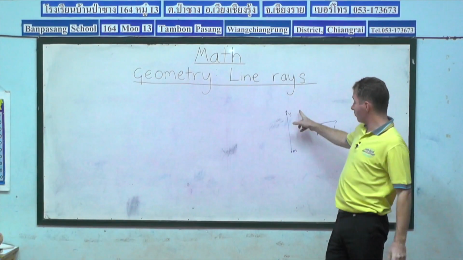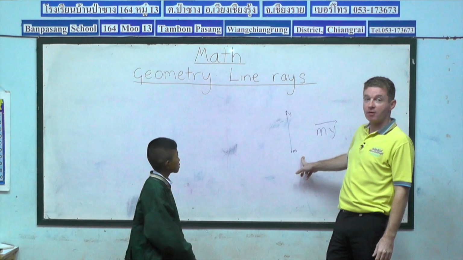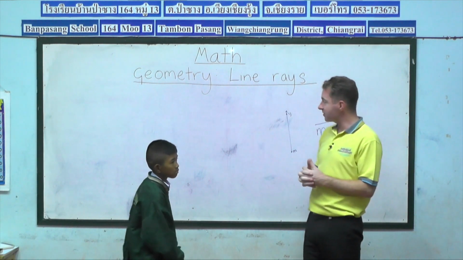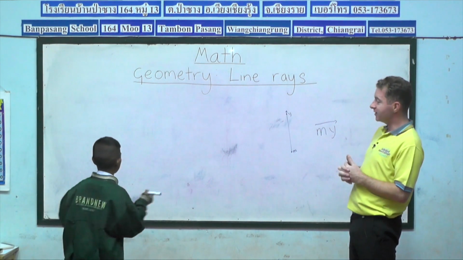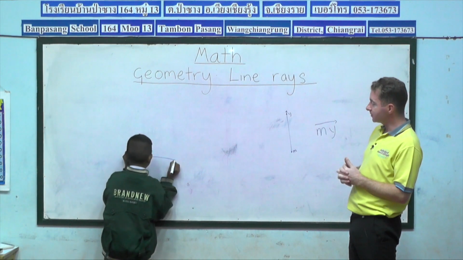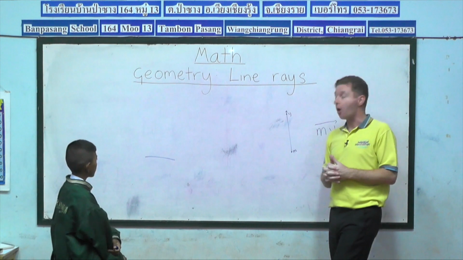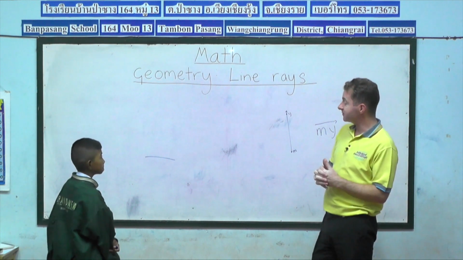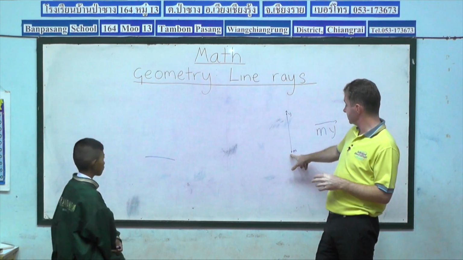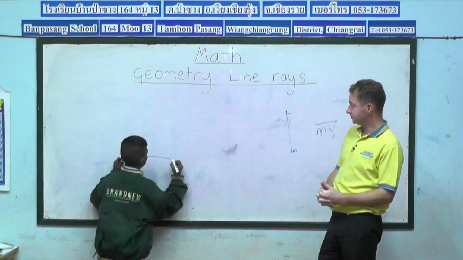So now we already have a vertical line ray. Let's see if Pat can give us another type of line. So first of all, Pat, what line will you draw? Okay, the line that goes across is horizontal. So now, Pat, what we need are some points and an arrow.